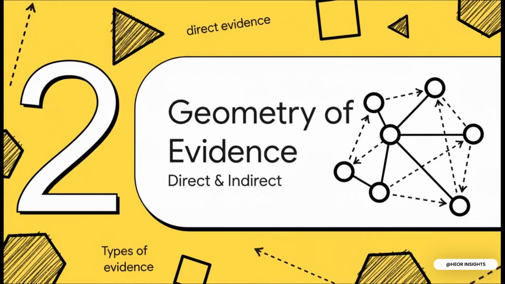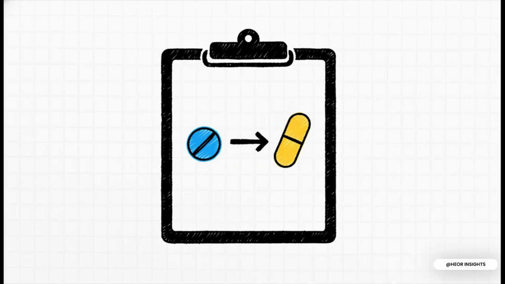Now, to really understand how an NMA works, we need to break down the different types of evidence it uses. You can think of this as the geometry of the evidence network. First, we have direct evidence. This is the most straightforward type. It comes from head-to-head clinical trials where, for example, drug A was directly compared to drug B within the same study. This is considered the highest quality of evidence for that specific comparison.